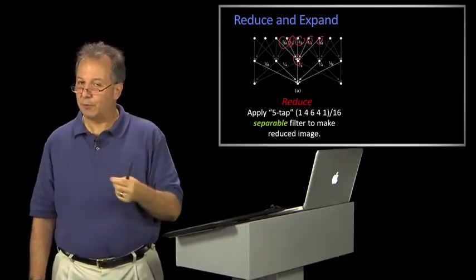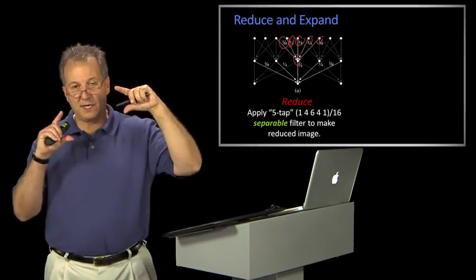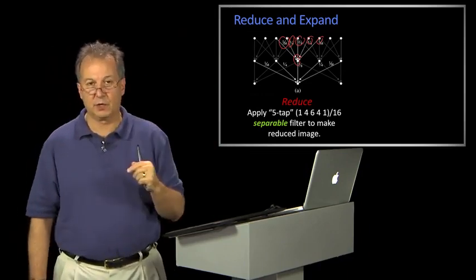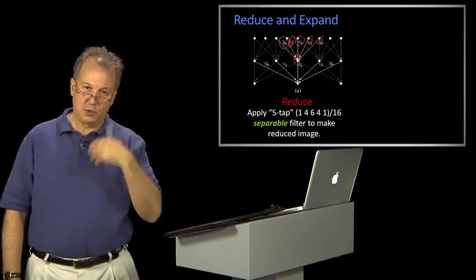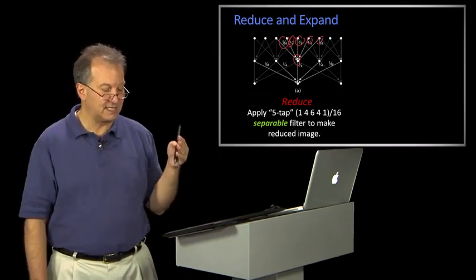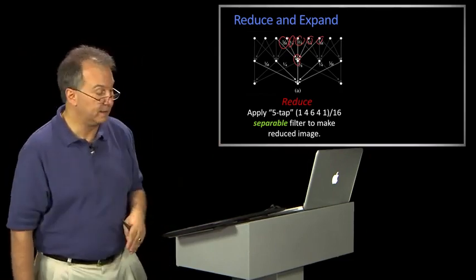We talked about separable filters, right? So a separable filter was, instead of applying a square filter or a 2D filter, I apply a one-dimensional filter horizontally, and then often it's the same one-dimensional filter vertically. So go back up and remember about separable filters. The reduce operator uses a separable filter, a 5-tap separable filter, first in the rows, then in the columns.